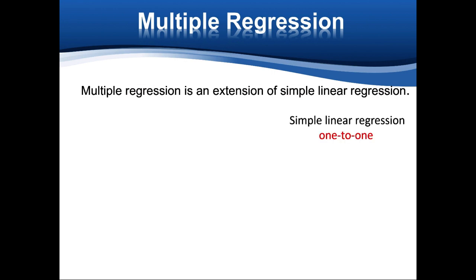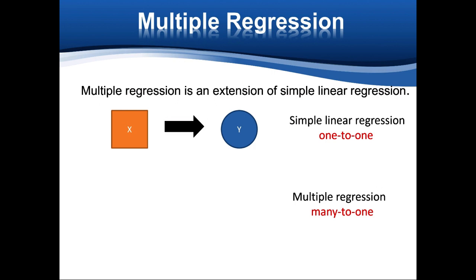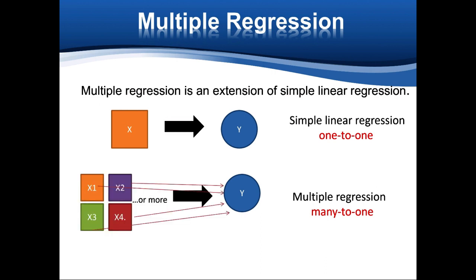Simple linear regression is a one-to-one relationship. That is, y is a dependent variable, depends on only one independent variable, x. Multiple regression is a many-to-one relationship. That is, y is a dependent variable, depends on more x, like x1, x2, x3, x4, or more.